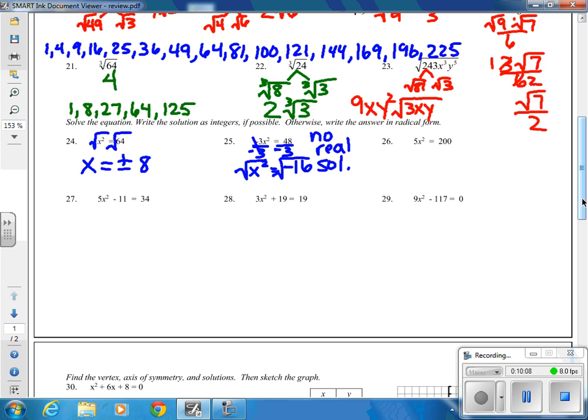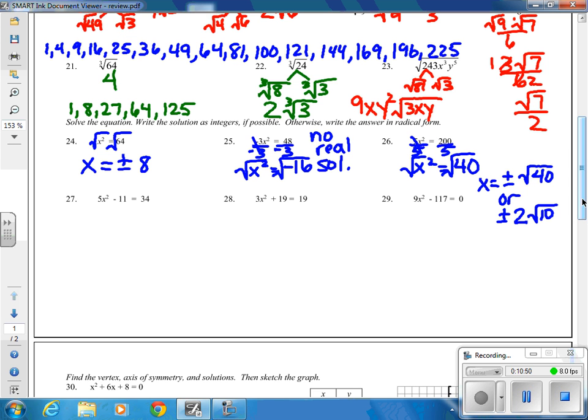For number 26, I need to divide by 5, and I get x squared equals 40. 40 is a positive number, so when I go to square root both sides, my answer is going to say x equals plus or minus. But if you look at the square root of 40, it is not a perfect square. So it tells us in our directions that if it's not, then we have to write the answer in radical form. So there's two possible ways to do this, and I will accept both. Just leaving it radical 40 with the plus or minus sign in it is fine. I will accept that. If you wanted to simplify that because you see that there's a perfect square in there, you could also write it as plus or minus 2 radical 10.